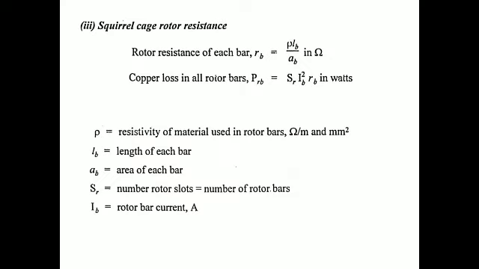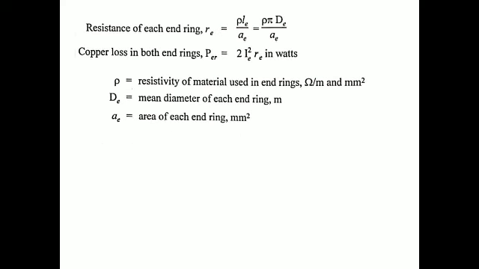Now shifting to the next one, end rings. In this area, we need to calculate the same two parameters, resistance as well as losses. The same equation is used here. RE, the end ring resistance, is the same rho L by A, but we have to mention the parameters of the end rings. So rho into end ring length divided by end ring area. The end ring length is defined by pi D suffix E, and the area is AE, that's all.